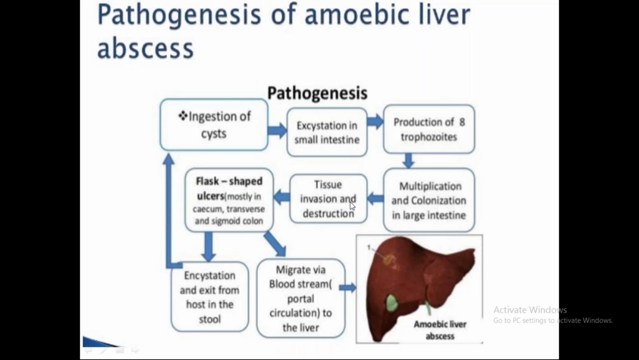Either it can go to tissue invasion and destruction. Due to this, flask-shaped ulcers are formed, mostly in the cecum, sigmoid, and transverse colon. Encystation and exit from the host in the stool. Or from the mucosa, it travels into the bloodstream, that is the portal circulation, and from the portal circulation to the liver. In the liver, a right-side abscess is more common than the left side.